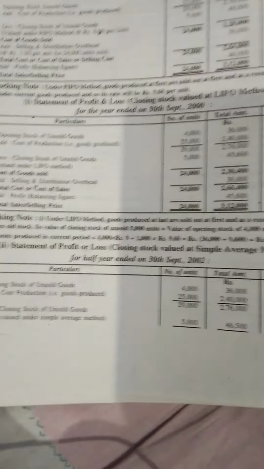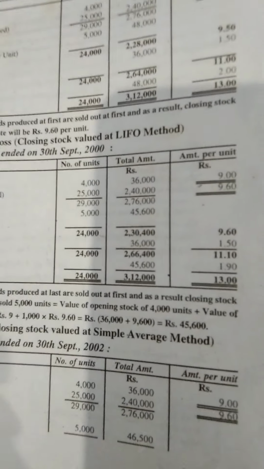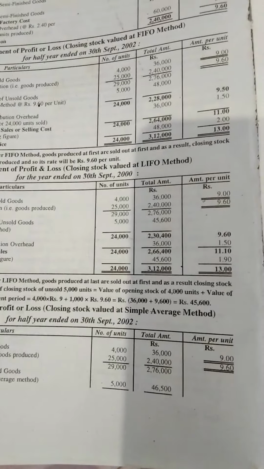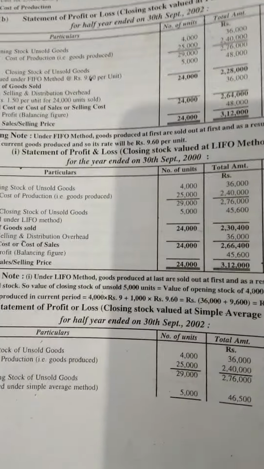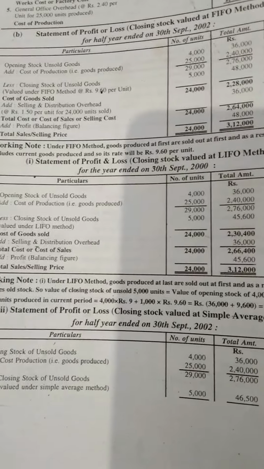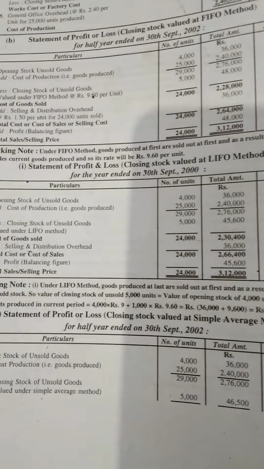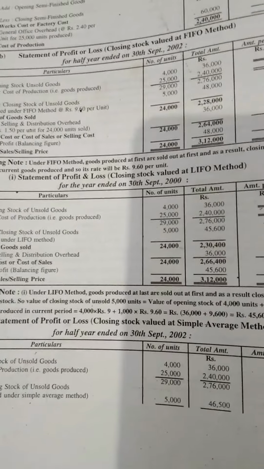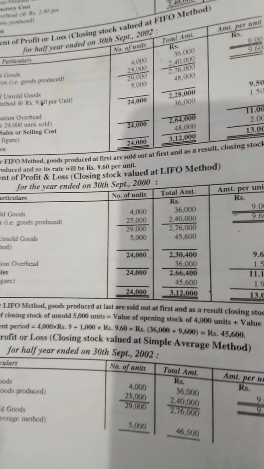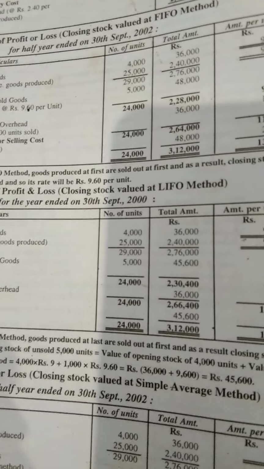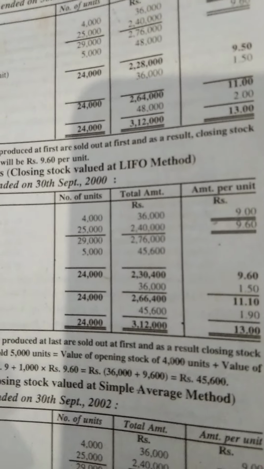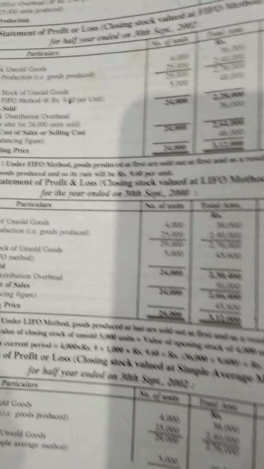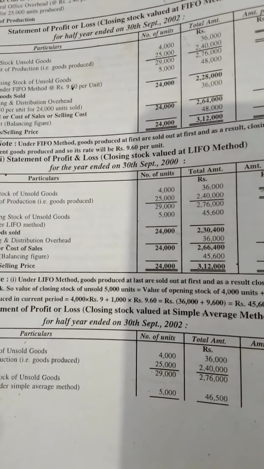Now again we are coming back to the LIFO method. The profit is the balancing figure, and what they are asking is the valuation of closing stock in different methods. Now we are moving on to the LIFO method. In the same way, we are just discussing the value of closing stock, not all those other things. Look, in case of FIFO method, the value of 5,000 units came as 48,000, but in case of LIFO method, it came as 45,600. How has it been calculated?